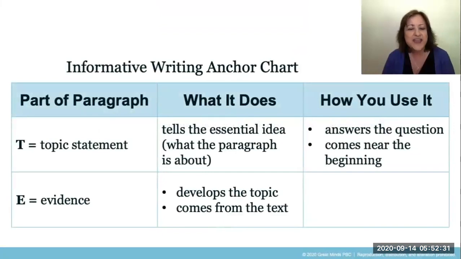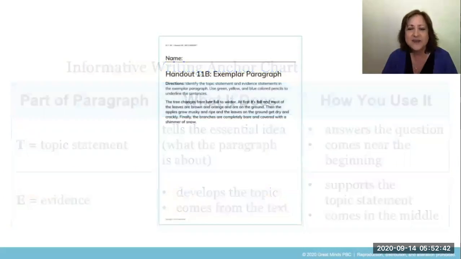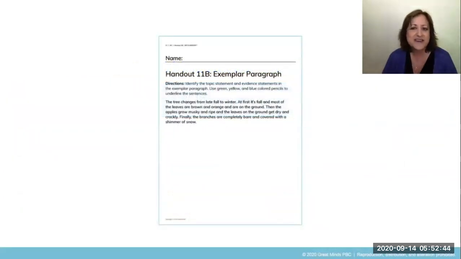Today, we're able to add even more information to our informative writing anchor chart. Evidence develops the topic, and it comes from the text. Please pause here to grab handout 11B, your pencil, and then your crayons or markers, and you'll need a yellow, blue, and green. Hit the play button when you're ready to continue.